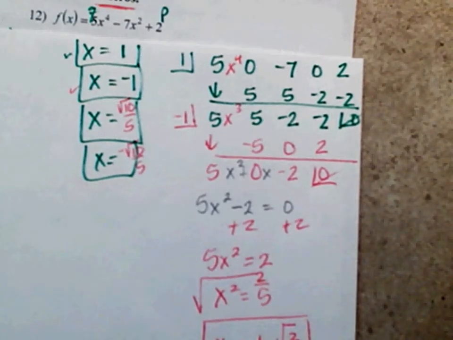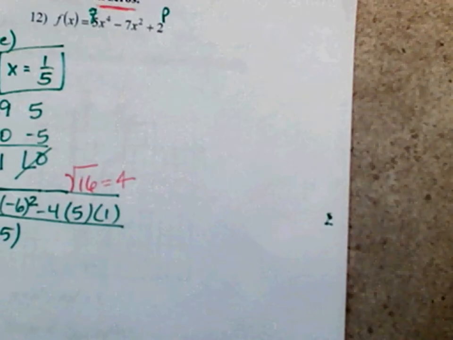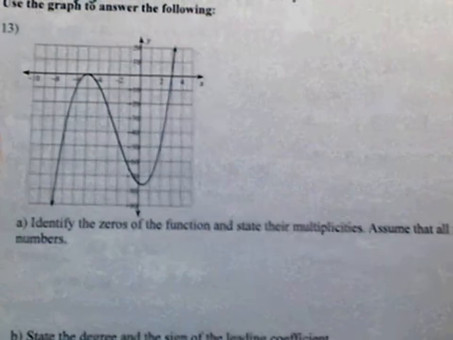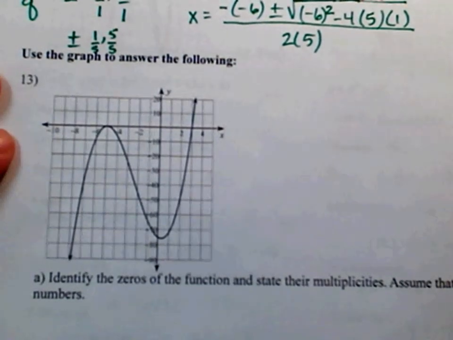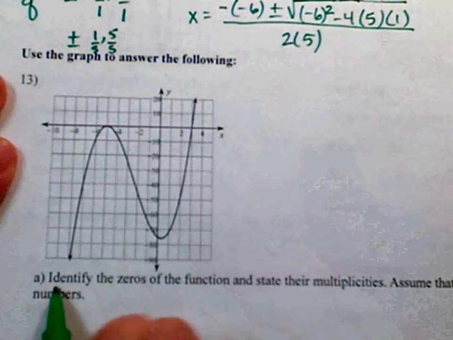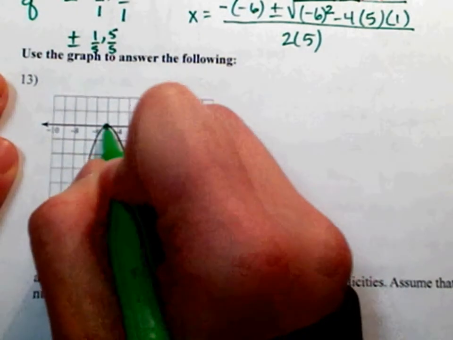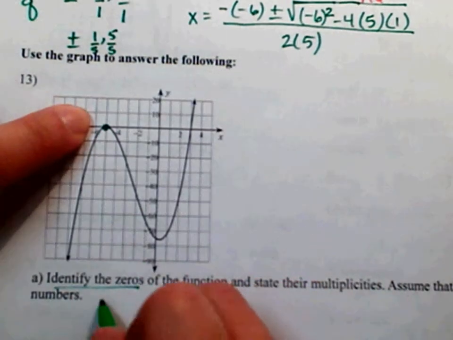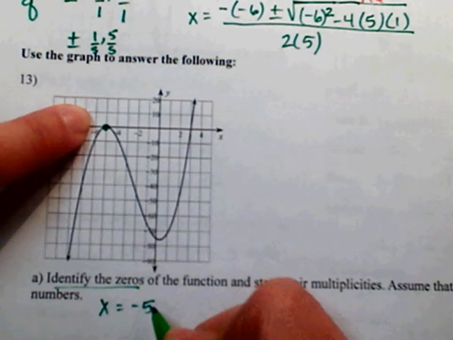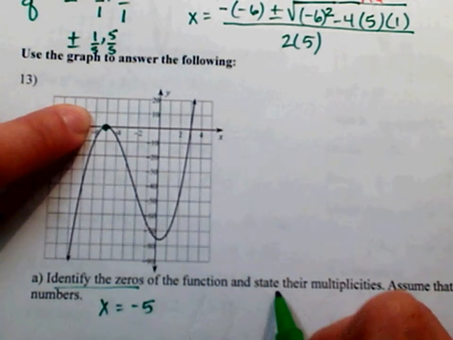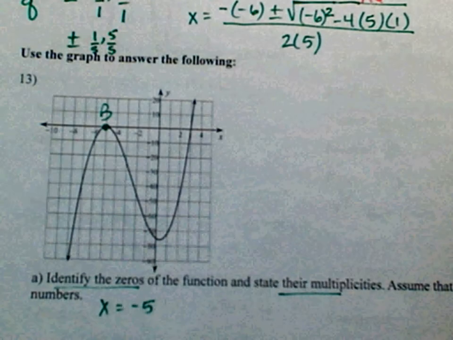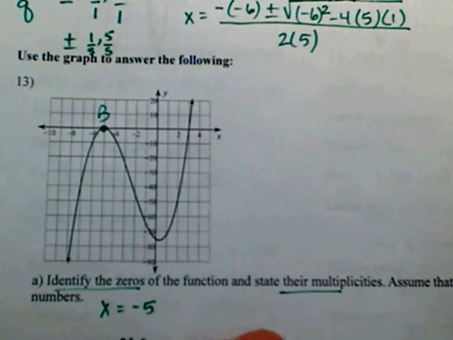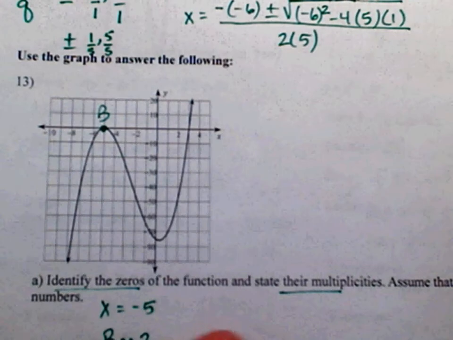Number 13, okay? On number 13, it says use the following graph to answer the following equation. So it says identify the zeros right here. X is crossing at negative 5. And then it says state the multiplicity. You see how this is a bounce? If it's a bounce, just assume that multiplicity is a 2 if it's a bounce, okay? So there you have that one.